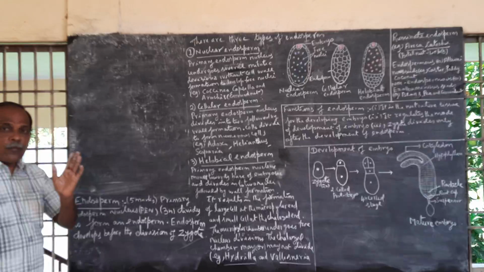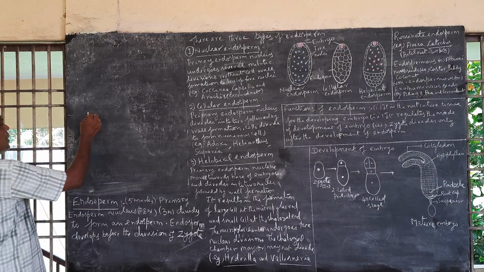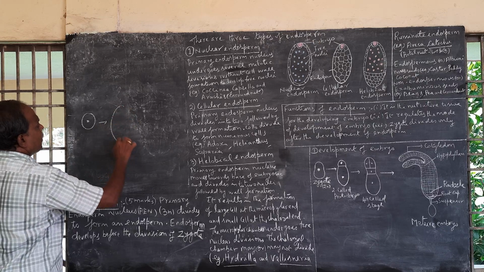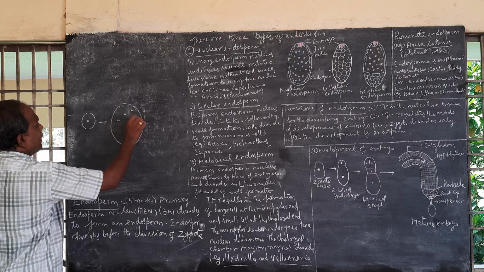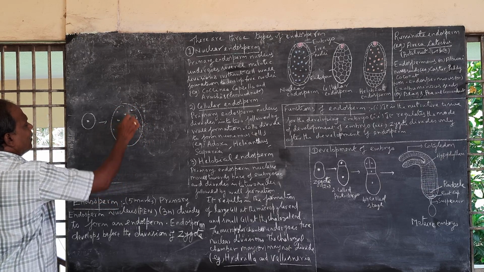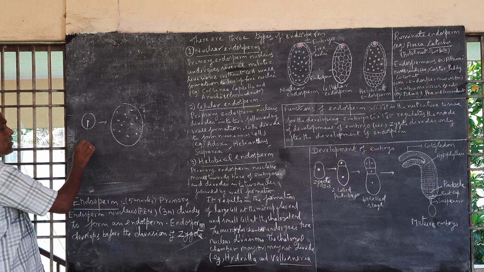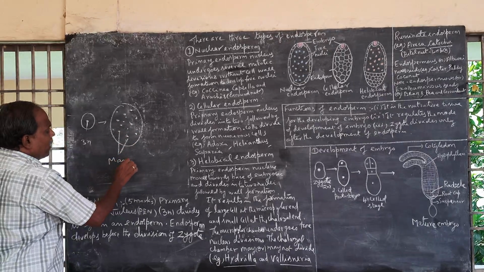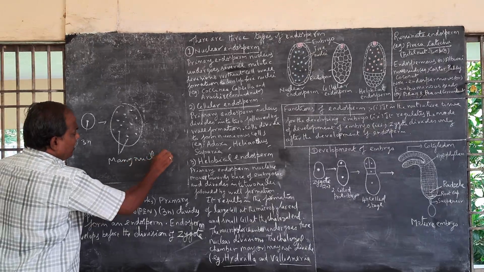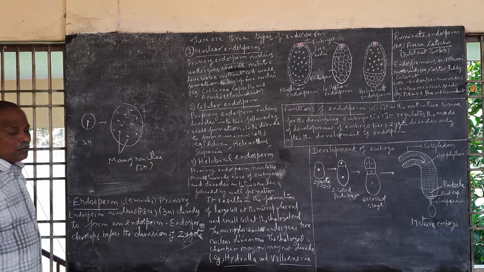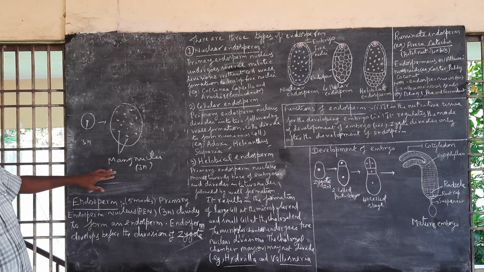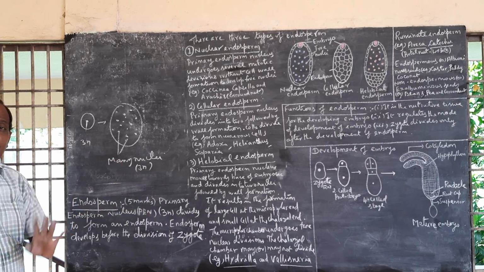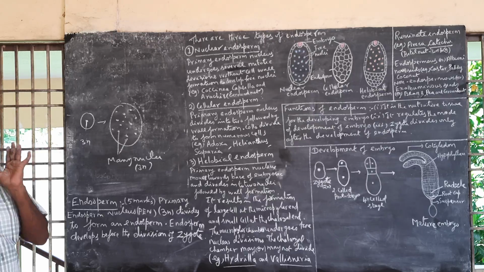So, first one, nuclear endosperm. You just see here, this is one endosperm nucleus, a single nucleus. The single nucleus divides into many. The endosperm nucleus is triploid, so it divides into many to form many nuclei, and all the nuclei are triploid. This kind of endosperm is called nuclear endosperm. Division of the nucleus is not followed by wall formation. That's a free nuclear division.